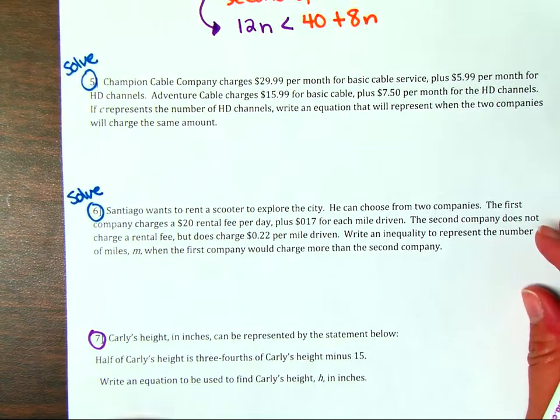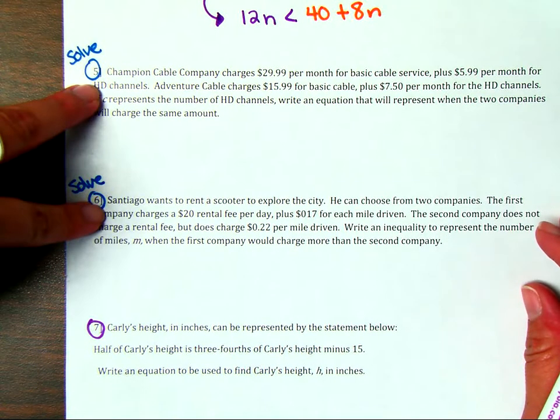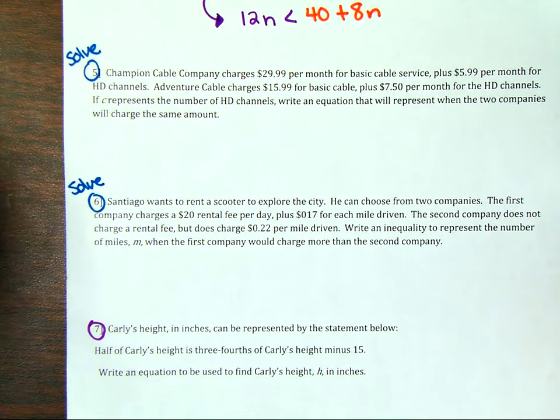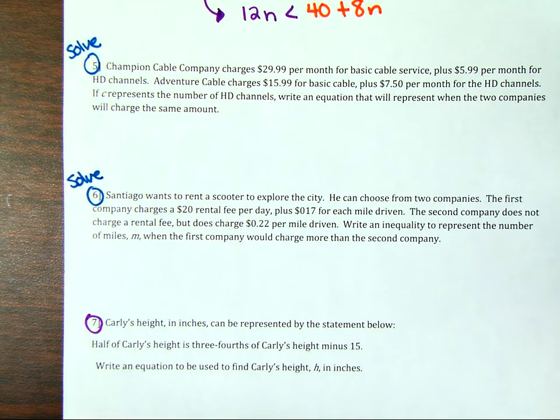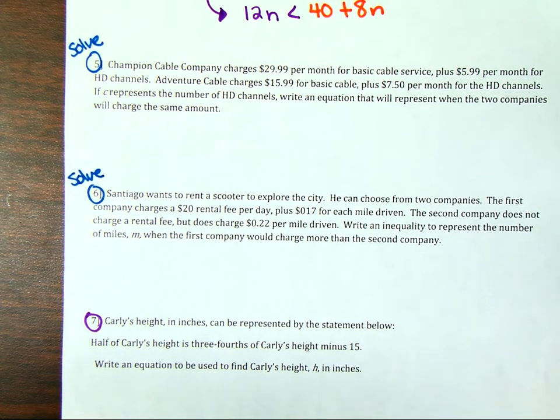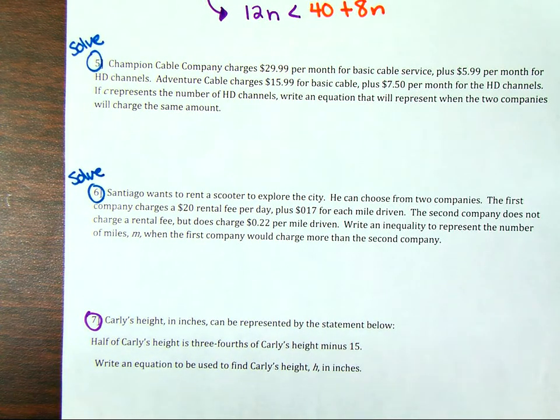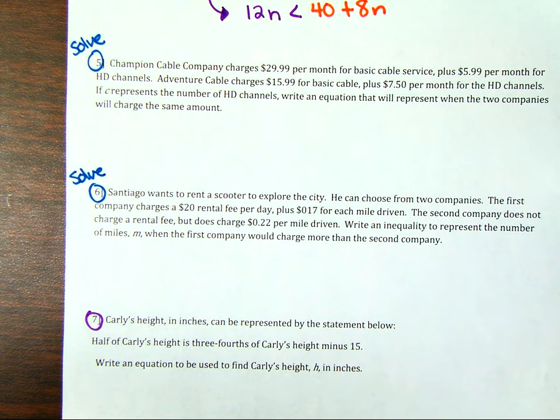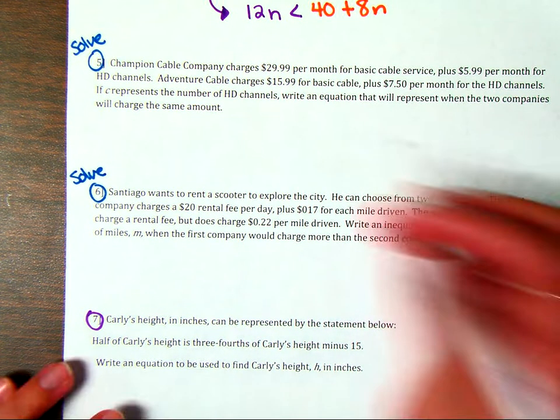So we're going to set up and solve these next two, and then just set up that last one. So number 5 says Champion Cable charges $29.99 per month for basic cable service, plus $5.99 per month for HD channels. Adventure Cable charges $15.99 for basic cable, plus $7.50 per month for the HD channels. If C represents the number of HD channels, write an equation that will represent when the two companies will charge the same amount. So same amount means equal to.